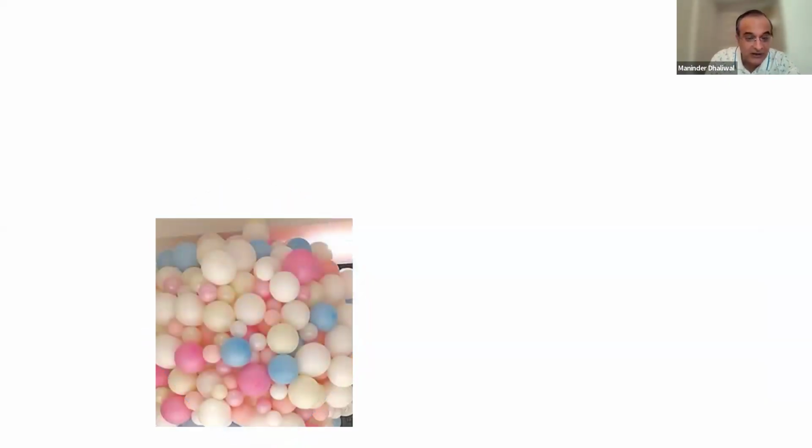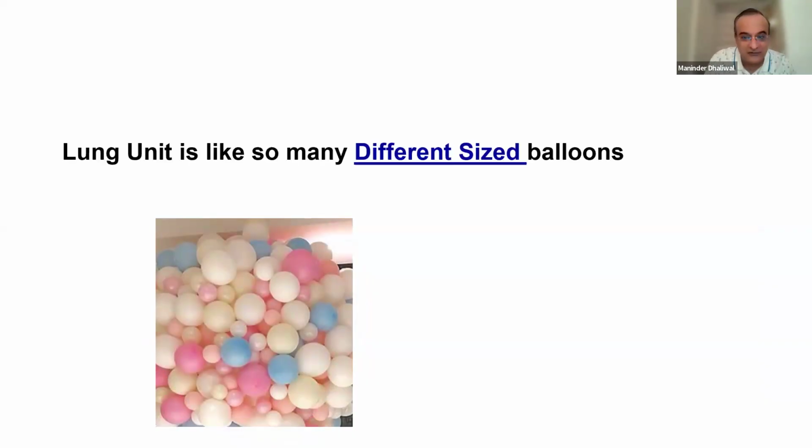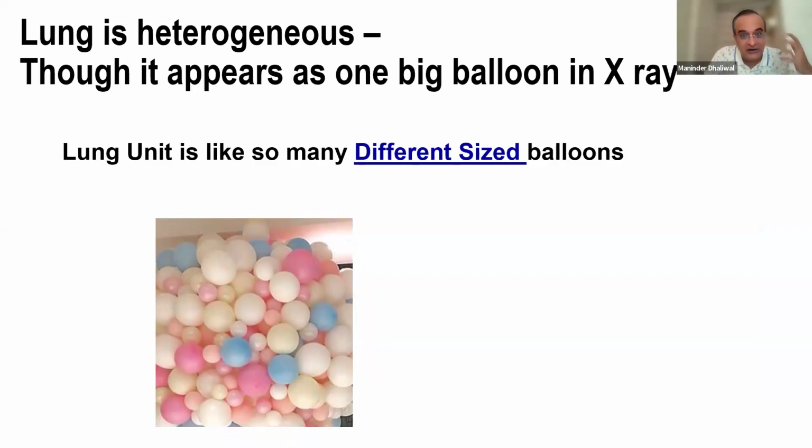Now this is how a lung looks. It looks like this in an X-ray, but it's not like this. Lung has multiple alveoli, and every alveolus is filled to a different capacity. Some are not even opened, some are maximally opened. And they are very different sized balloons. They're not the same. But in an X-ray, it looks like one healthy lung. So the lung is very heterogeneous.